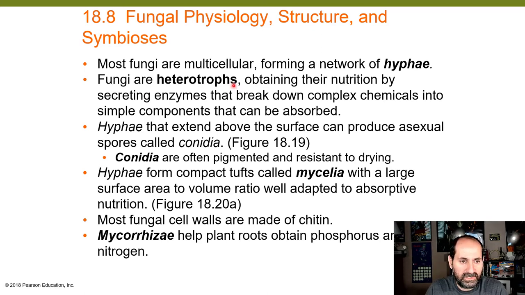Fungi are heterotrophs, obtaining their nutrition by secreting enzymes that break down complex chemicals into simple components that can be absorbed. They are also called saprophytes, which means they break down dead organic matter. The hyphae extend above the surface. They can produce asexual spores called conidia. So when you see these hyphal extensions above the surface with spores, these are called conidia. And different species of fungi have different morphologies of conidia. Conidia are often pigmented and resistant to drying.